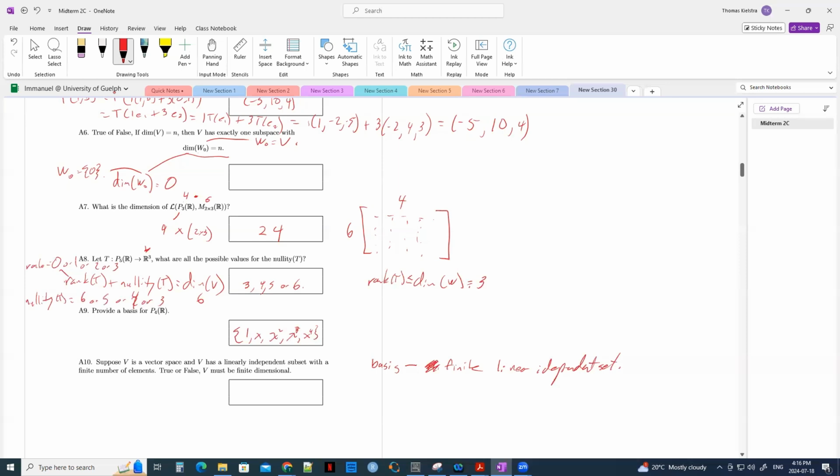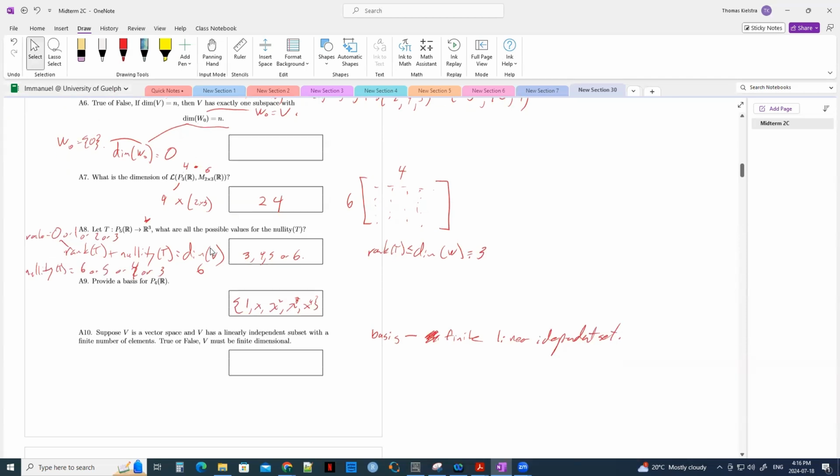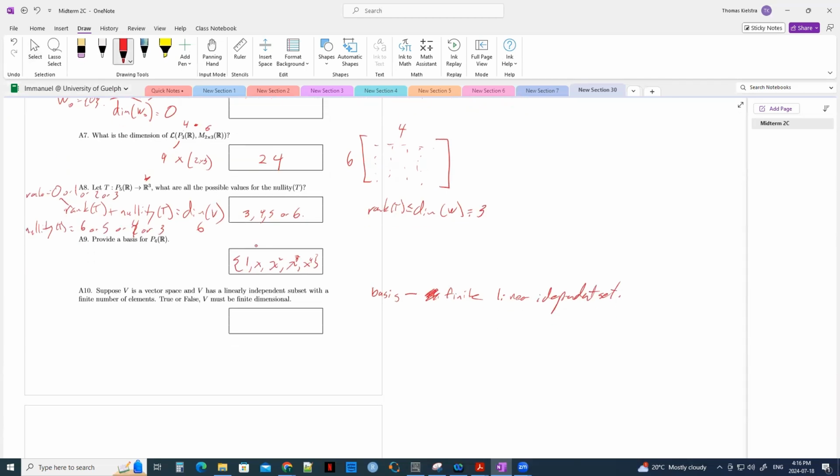We have one property that's going to help us with this, and it's the dimension bound theorem. It tells us that the number of elements in a linearly independent set is less than or equal to the number in a spanning set. And a basis needs to be both linearly independent and a spanning set. A spanning set will have at least the number of elements in our linearly independent set.